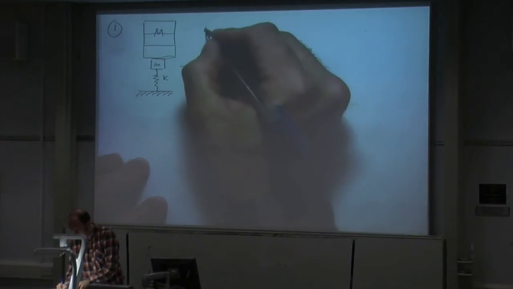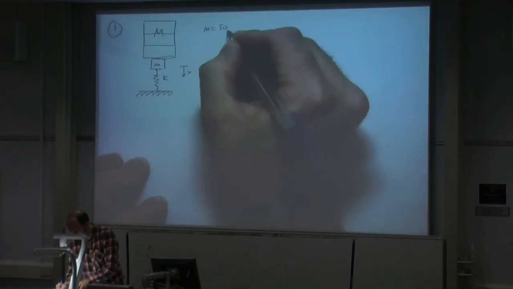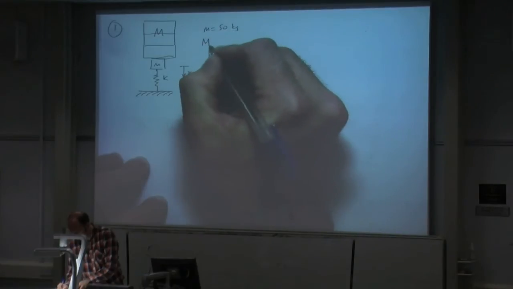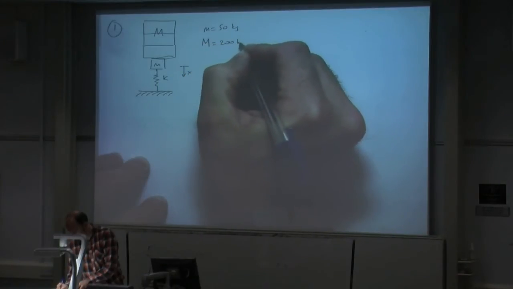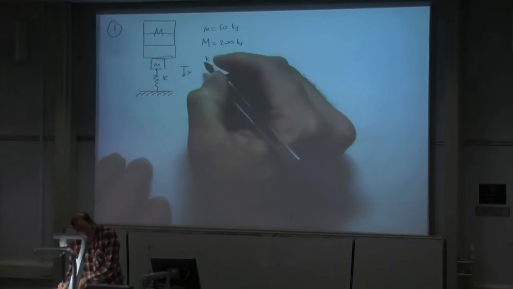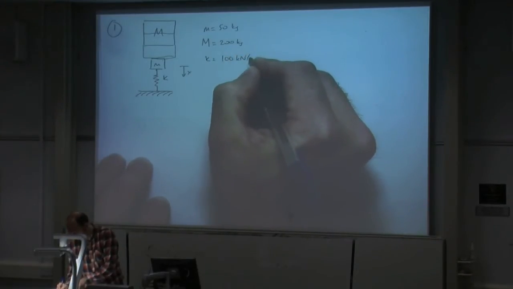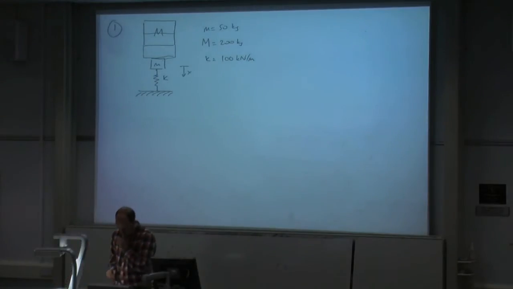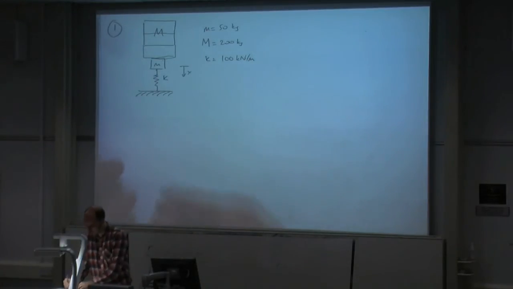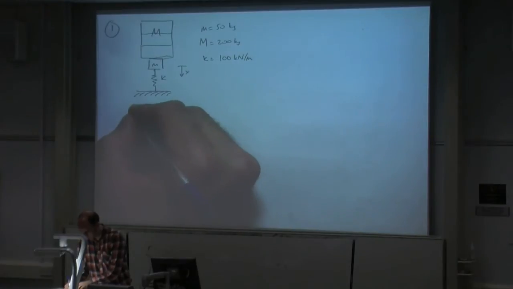And we know that M is 50 kilograms, big M is 200 kilograms, and K was told to be 100 kilonewtons per meter. And we've got to find a solution for X.